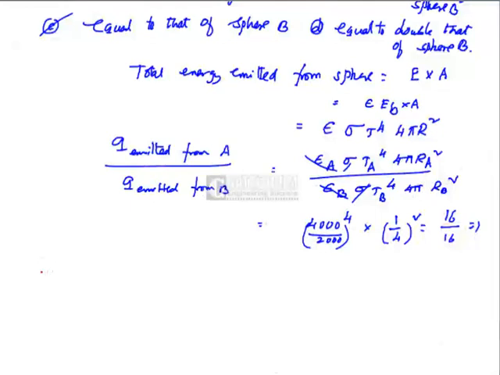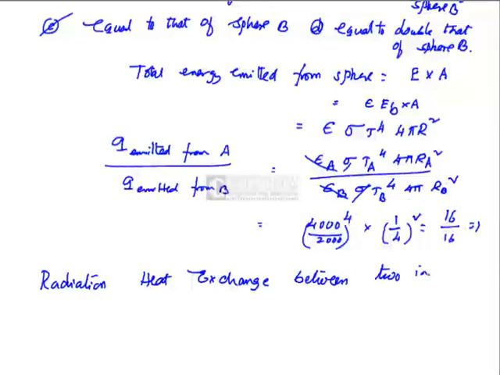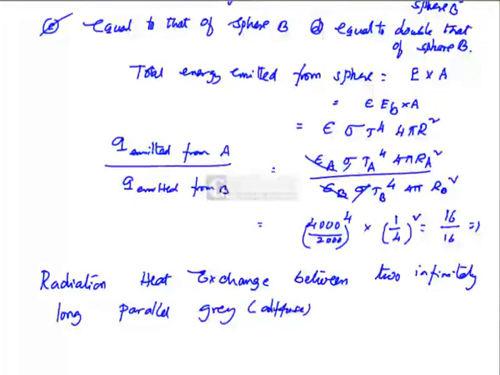Now I shall deal with radiation heat exchange between two infinitely long parallel gray, diffusely gray more correctly, surfaces. All the surfaces we deal with are assumed to be diffuse, not specular. What do you mean by a diffuse surface? Intensity of radiation is independent of the direction.